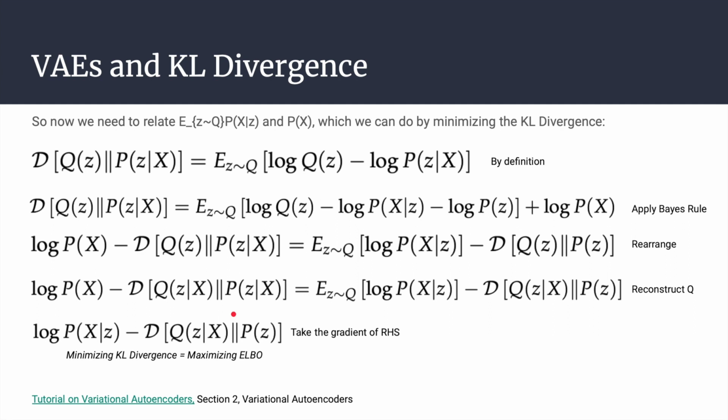And the reason why we want to look at this equation more is because p of z given x isn't actually something that we can compute. It's intractable. However, this is not, because it doesn't depend upon p of z given x. So what we can actually do is take the gradient of this side of the equation and get something that looks like this, which we can now optimize using SGD in different ways.